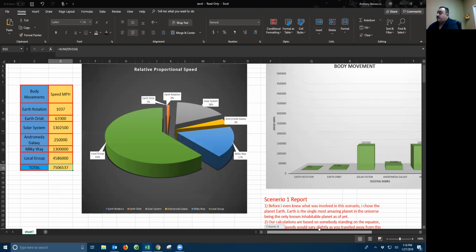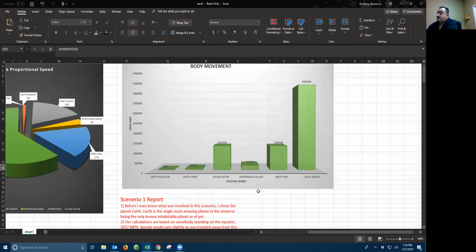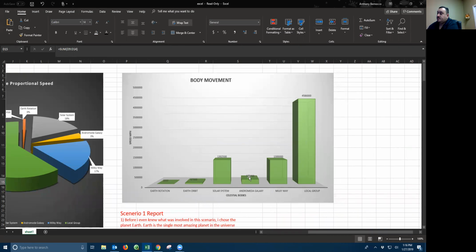Over here, my screen is so much bigger because I use dual monitors. Sorry.